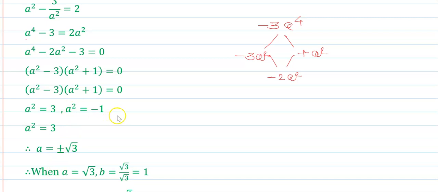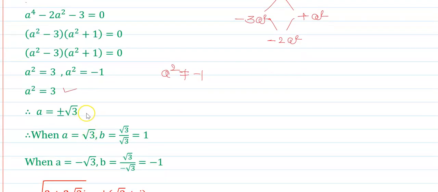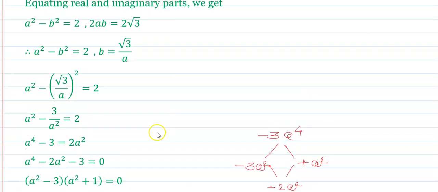Again, a is a real number and a square is equal to minus 1 is not possible. Then for what is a possible? A square is equal to 3. Therefore, a is equal to plus or minus root 3. When a is equal to root 3, b is equal to root 3 upon root 3 and that is equal to 1. Okay.